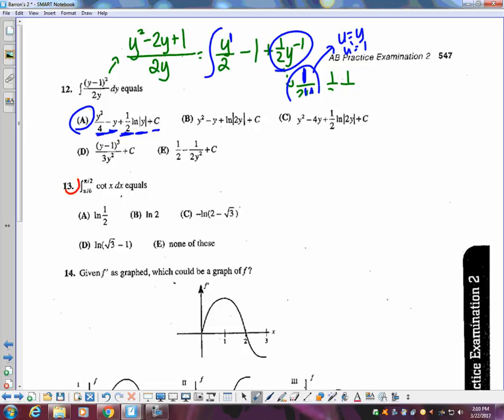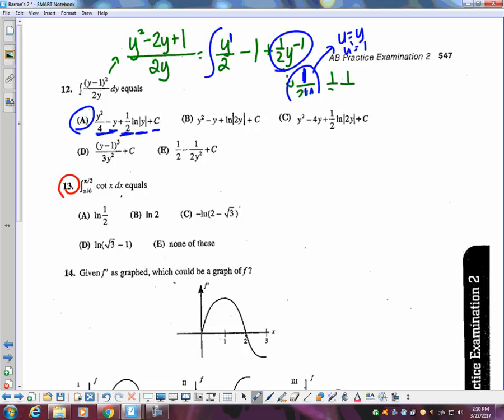Okay, number 13. Cotangent of x dx. Antiderivative. This is one of those ones that we don't use a lot. You probably don't readily have memorized. I know I didn't. Go back and look at your formula sheet, and yeah, this does mean that we're going to have to really buckle down and memorize those oddballs that we didn't use that much.